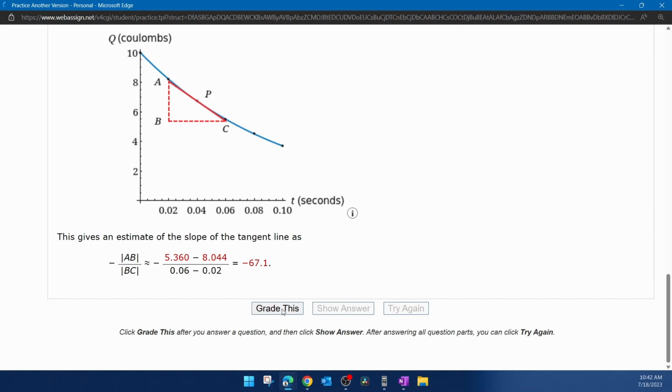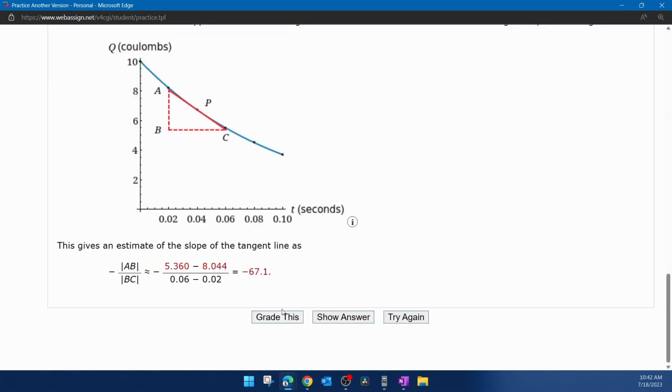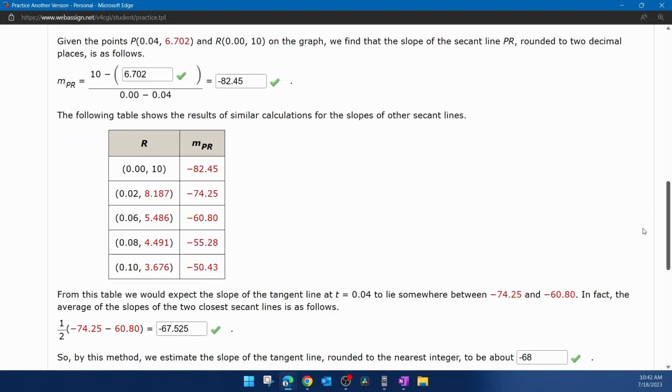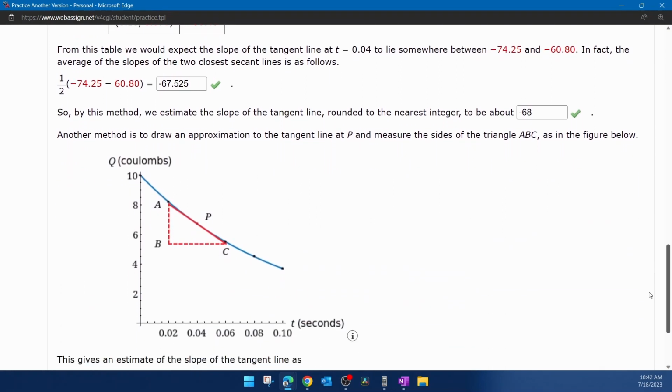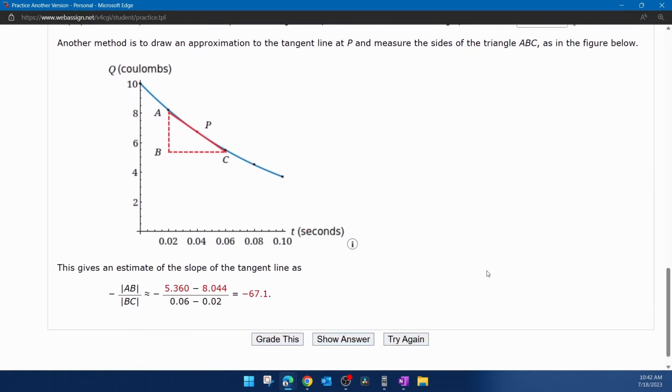Let's see what we got if we click grade this. Scanning back through the answers, we can see that we got green checks for all of our work. And so that's going to do it for this particular problem.